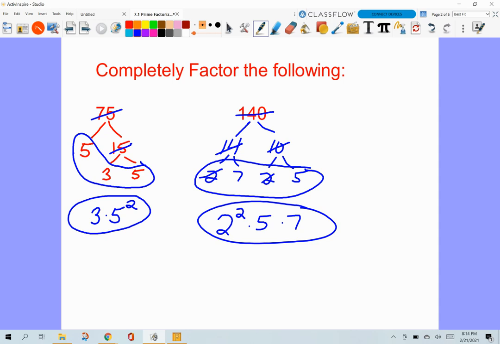Okay, so homework tonight, I'm only giving you a handful of these. Work them out on a sheet of paper, take a picture and turn it in because I want to see these factor trees.